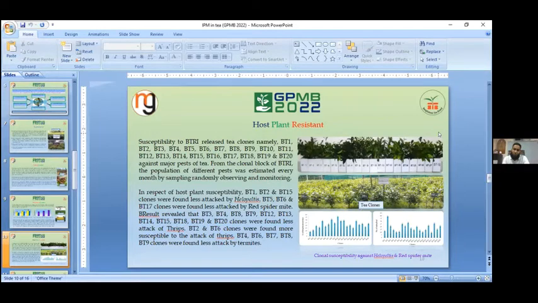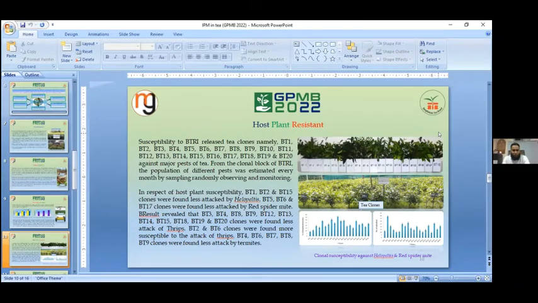Bangladesh Tea Research Institute released tea clones BT1 to 21. We have determined that some clones are very much susceptible to the attack of pests, and some clones are found comparatively resistant to these pests. And finally, we found BT1, BT2, and BT15 are less attacked by Helopeltis, and BT5, BT6, and BT7 were less attacked by red spider mite. So these clones could be planted in the tea fields where these pests are very prone.